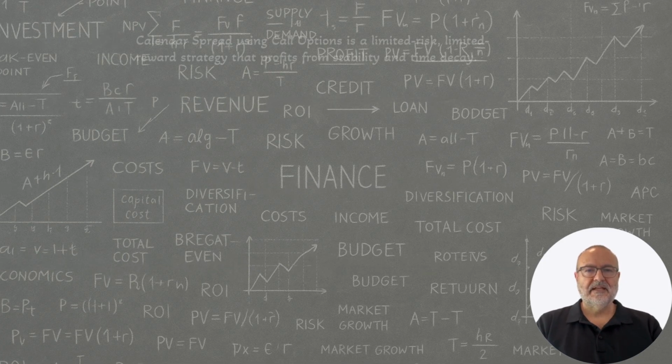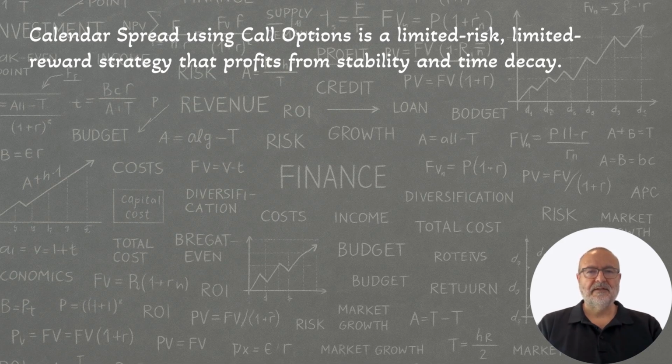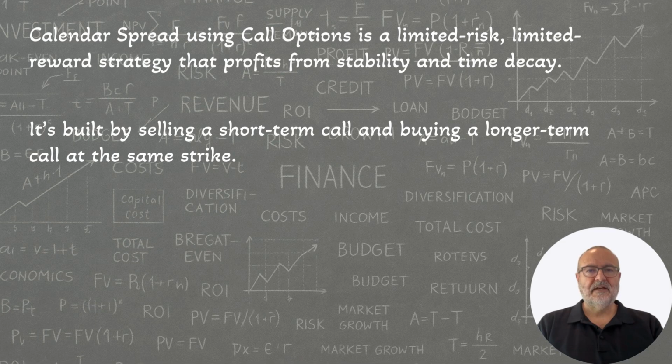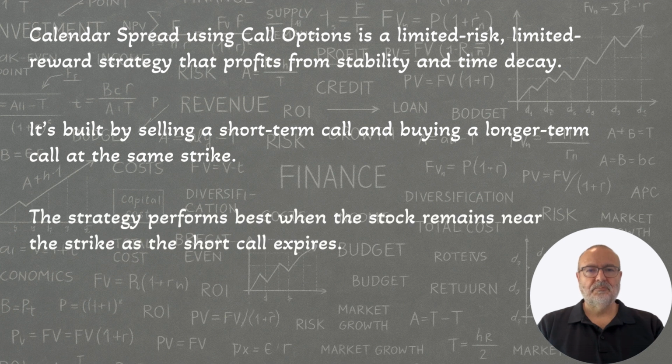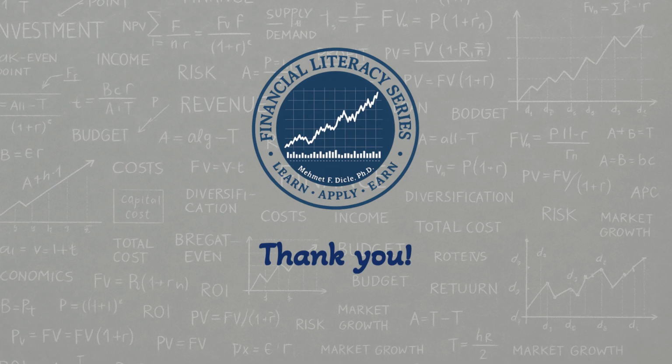In summary, the calendar spread using call options is a limited risk, limited reward strategy that profits from stability and time decay. It's built by selling a short-term call and buying a longer-term call at the same strike. The strategy performs best when the stock remains near the strike as the short call expires. This concludes our discussion about the calendar spread using call options.